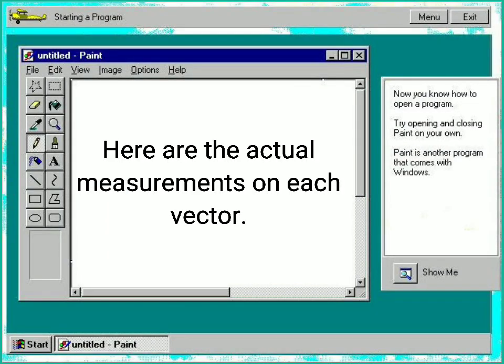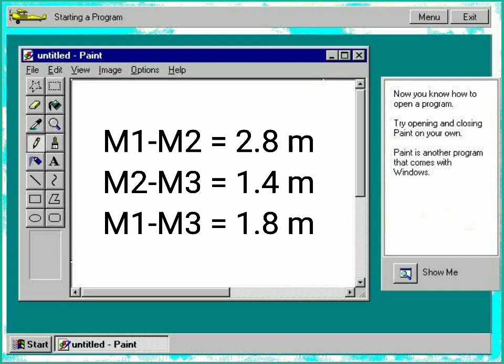Here are the actual measurements on each vector in meters. The first vector is 2.8 meters. For the second vector we have 1.4 meters, and for the last vector, or the resultant, is 1.8 meters.